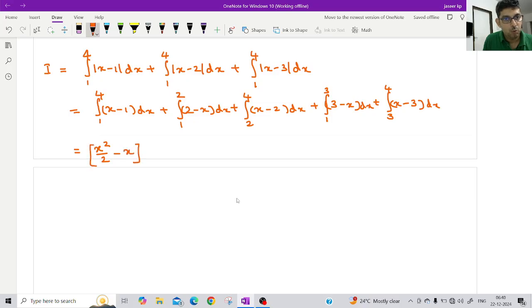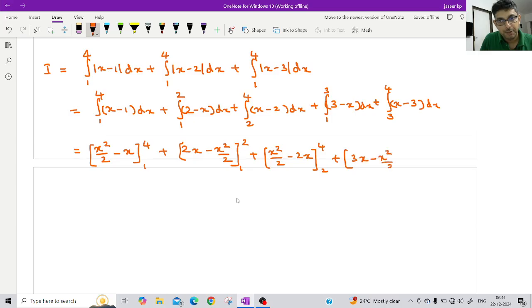So the limit is 1 to 4, plus 2x minus x square by 2; limit is 1 to 2, plus x square by 2 minus 2x; then limit is 2 to 4, plus 3x minus x square by 2; limit is 1 to 3, plus x square by 2 minus 3x; limit is 3 to 4.